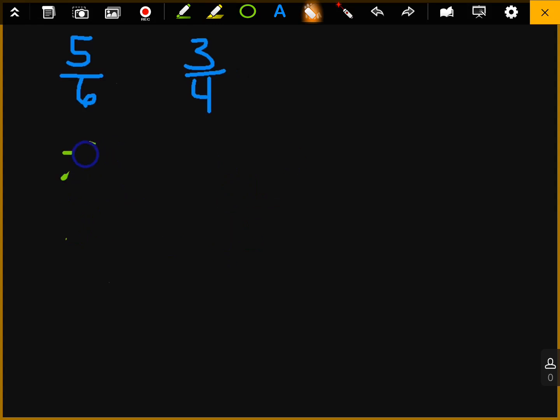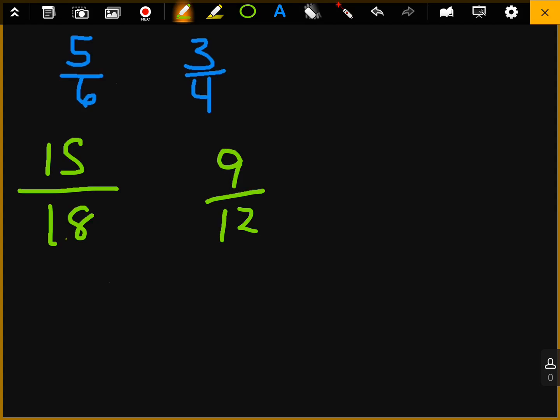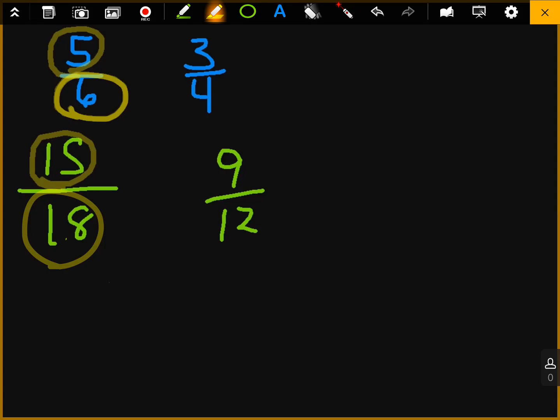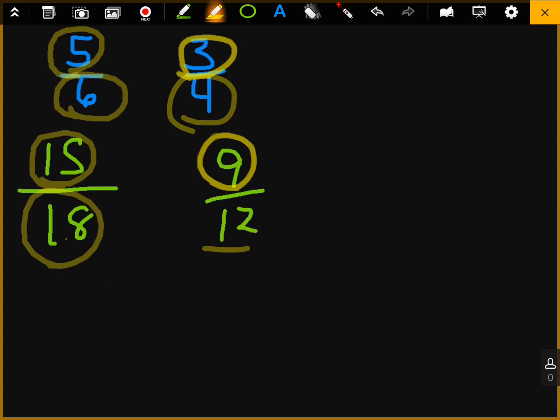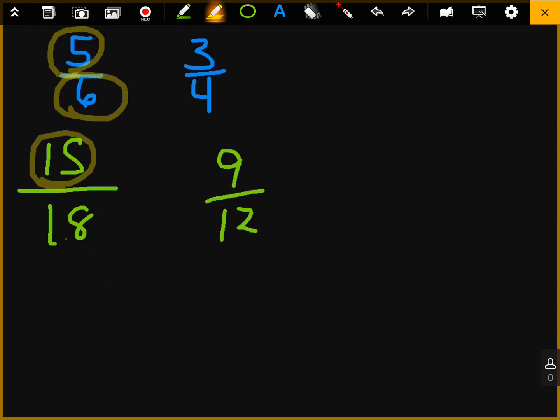All right? C has 15 over 18 and 9 over 12. Well, I know 5 times 3 is 15, so it should be 6 times 3 is 18, and yes, that checks out. 3 times 3 is 9. It should be 4 times 3, which is right. 4 times 3 is 12. Okay, so those all check out. C is our other answer.